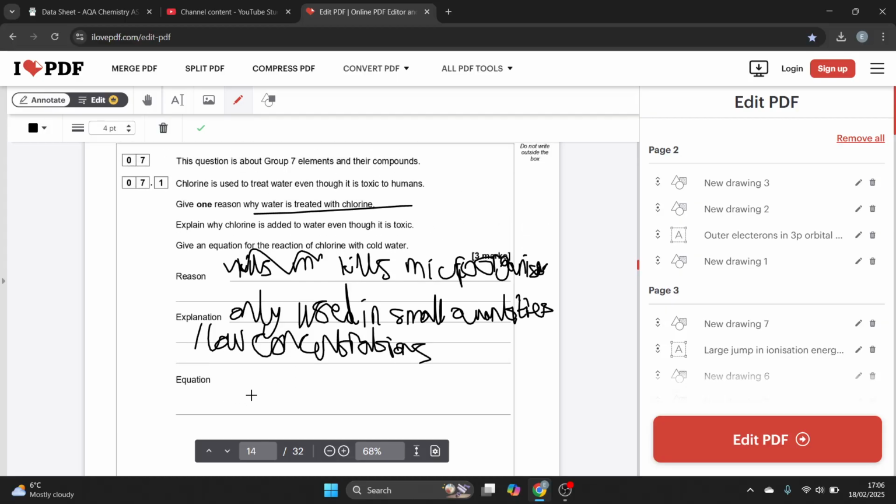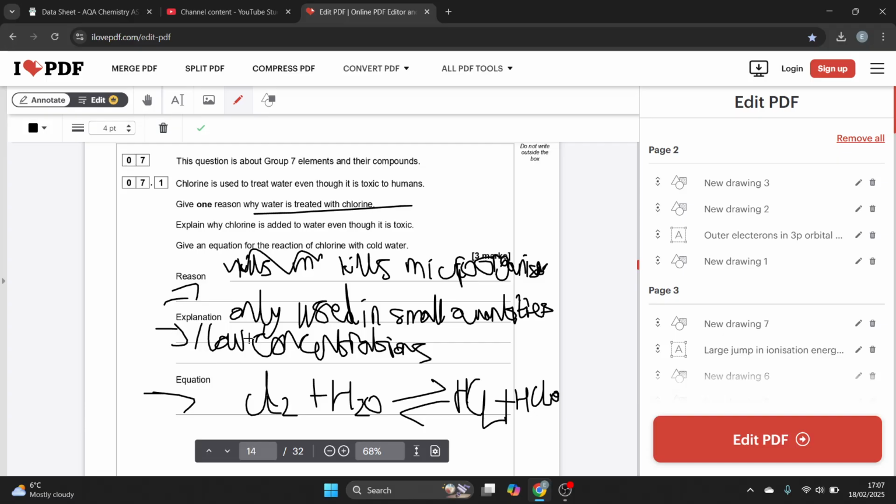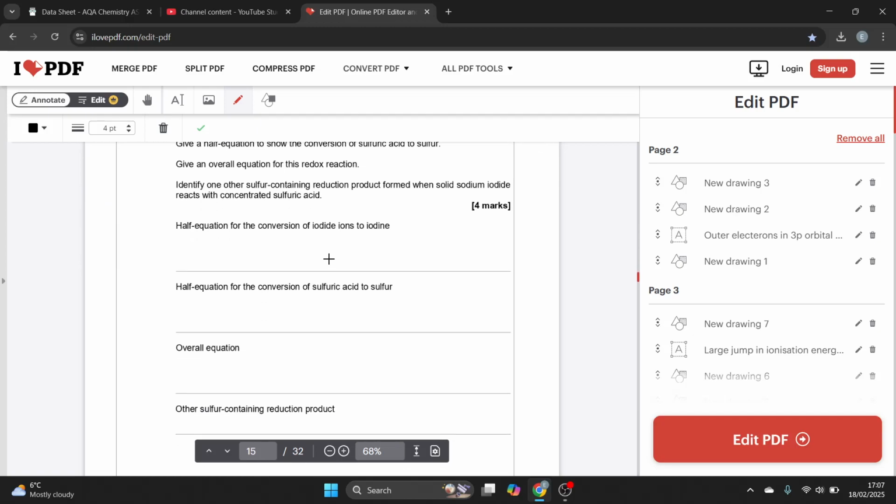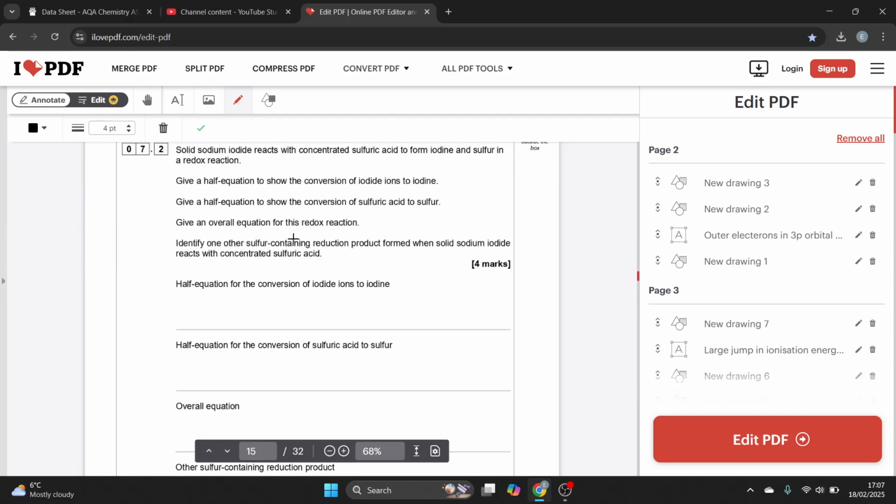And the equation, I knew there was going to be an equation question eventually. HCl plus HClO. There you go. How well have you memorized your equations? That's all it's testing in this part. This one, it kills microorganisms. This expansion, a bit of application, because it's only used in small quantities / low concentrations. Then a half equation conversion, and then okay, a lot of equations.